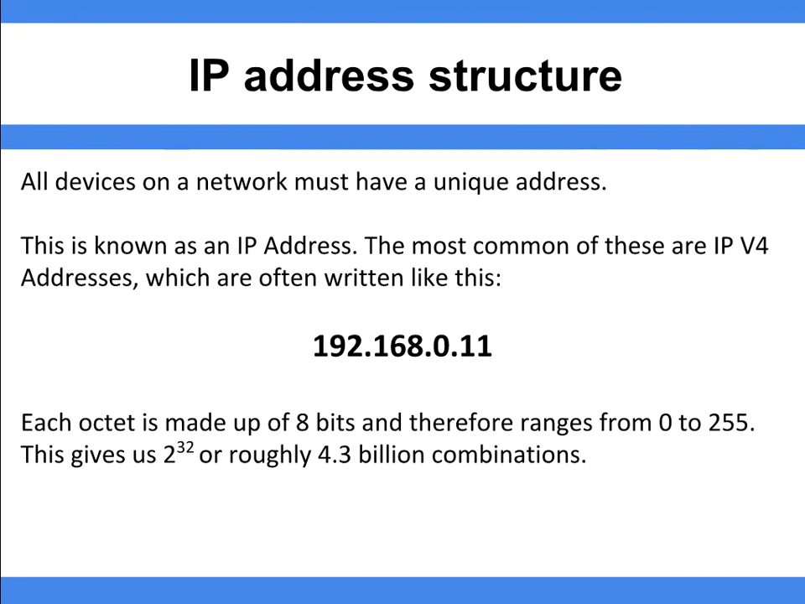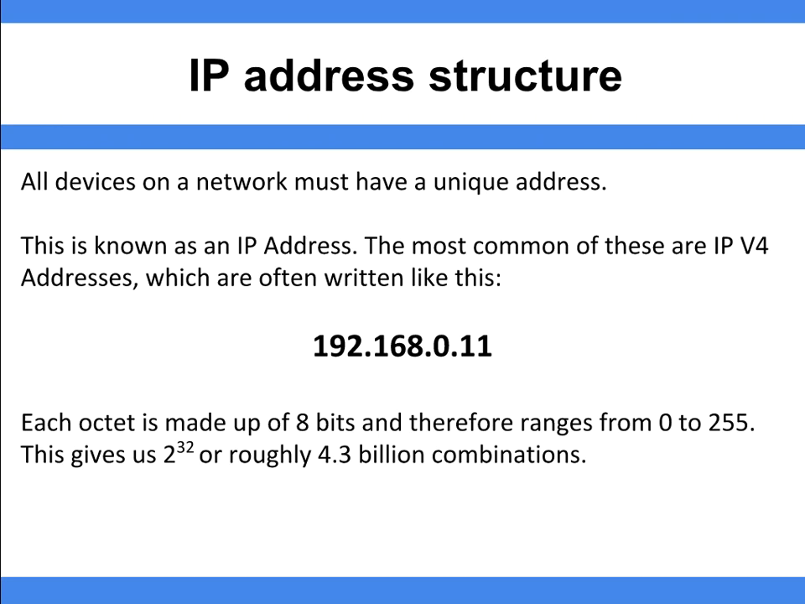So you may well be aware of this already, but in the same way as if you want to send a parcel or a letter to someone's house, it has to have a unique address, otherwise it can't get to where it's going. And that's the same on a network. So every device on a network has to have a unique address, and those addresses are known as IP addresses.